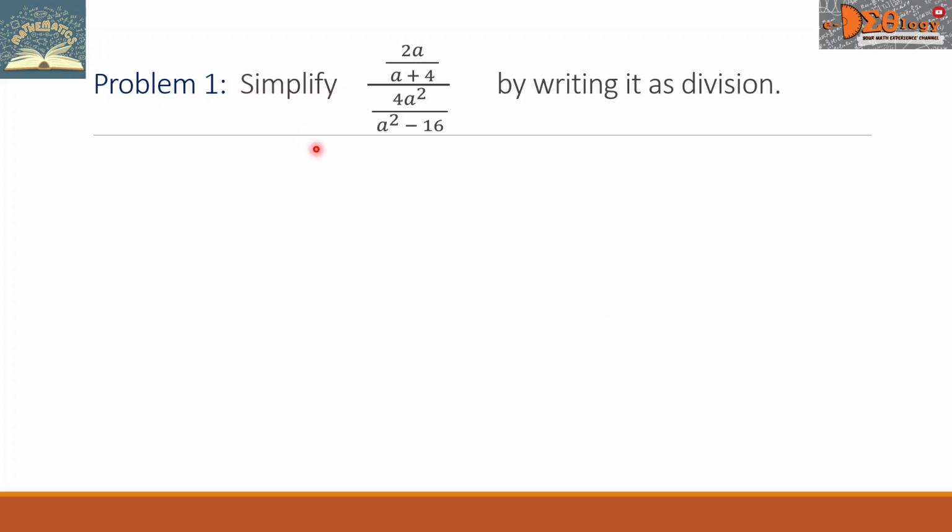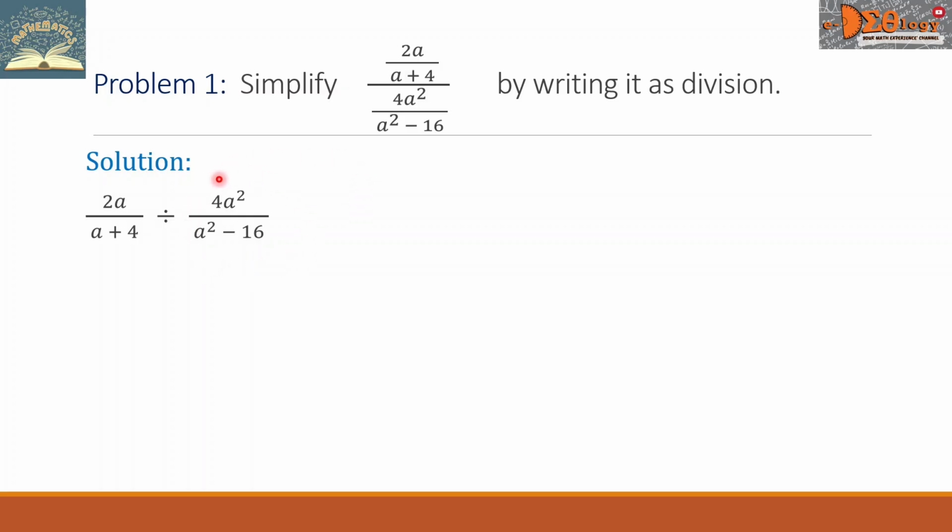Problem 1. Simplify 2a over a plus 4 all over 4a squared over a squared minus 16 by writing it as division. We have here a complex fraction. In the numerator is a fraction, while in the denominator is another fraction. Writing this as division, we write this numerator as a fraction first, divided by this fraction in the denominator, just like this. So let us divide.